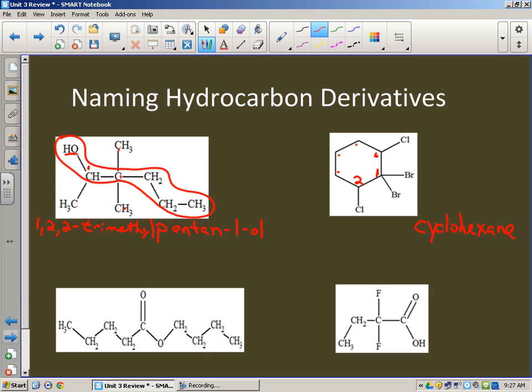So let's see. That is 1,1-dibromo. Bromo comes before chloro as well, alphabetical, of course, so that's good. Geez, I don't know if we have enough room. I'm going to write down here 1,1-dibromo, and then I'd have to go 2,6-dichlorocyclohexane. So 1,1-dibromo-2,6-dichlorocyclohexane. That one's tricky.